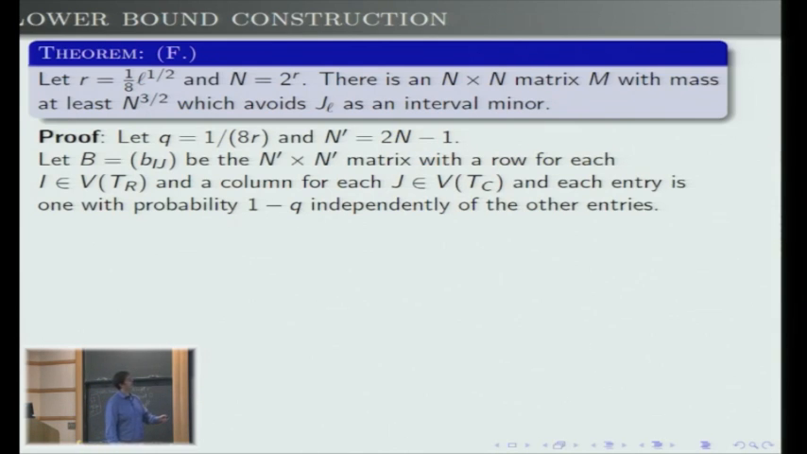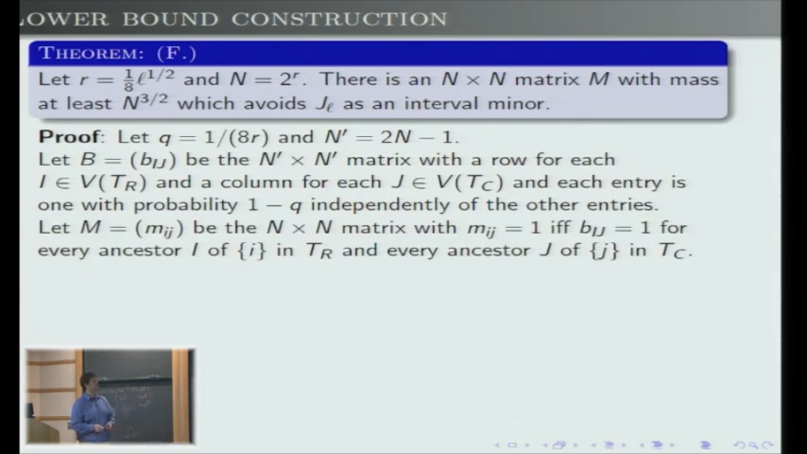And you're going to get that Bij is going to be just a random matrix, which is n prime by n prime. And each entry is one with probability 1 minus q, independently of the other entries. You just take B at random, where every entry has probability 1 minus q, independently of the other entries. So far, you didn't use the fact that you named the rows and columns. Right. So that's completely right, and that's how we're going to make M from that fact. We're going to use that.